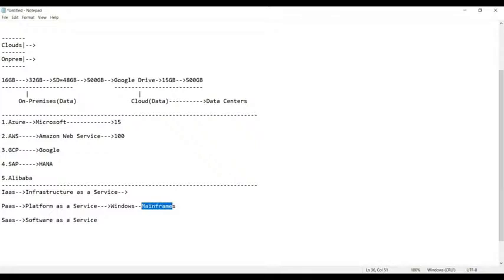Why? Simply you need to inform your cloud provider, that is called Azure, to change your service of the operating system or of the platform from Windows to mainframes. So now licensing and everything will be taken care of by Azure. You need not worry.